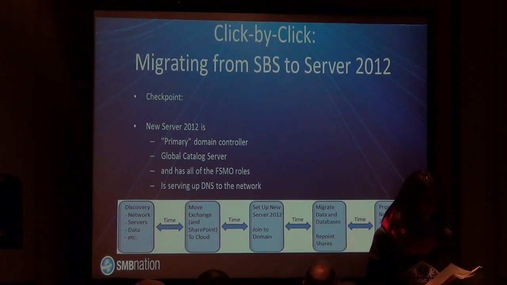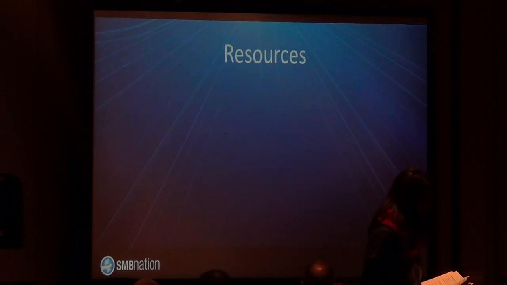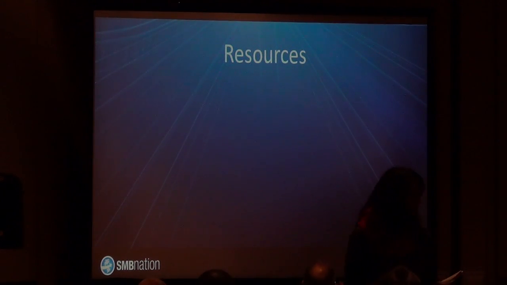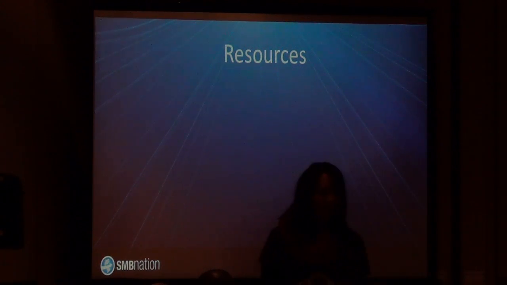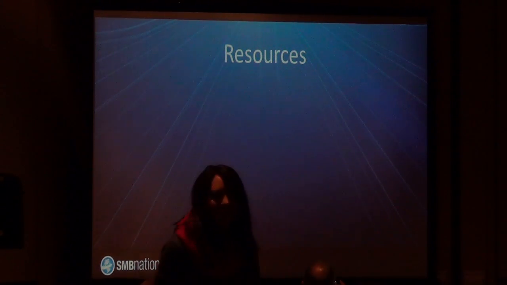So now the new server is the primary domain controller. It's the global catalog server. It has the FSMO roles and it's serving up DNS on the network. So the only thing you need to do is remove the old SBS machine from the domain controller role, turn it off, and stick it away.